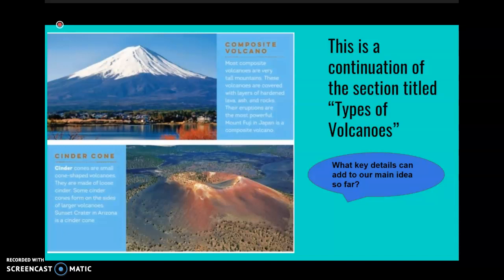Very good. So it shows me what it looks like. It not only gives me an example, but as a reader, I can see what it looks like. All right, we're going to go ahead and start reading about these two other types of volcanoes.